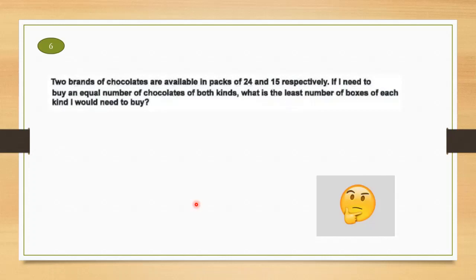Two brands of chocolates are available in packs of 24 and 15 respectively. If I need to buy an equal number of chocolates of both kinds, what is the least number of boxes of each kind I would need to buy? Read the question two times, three times. Here is a different word: least number of boxes of each kind I would need to buy. Faster.